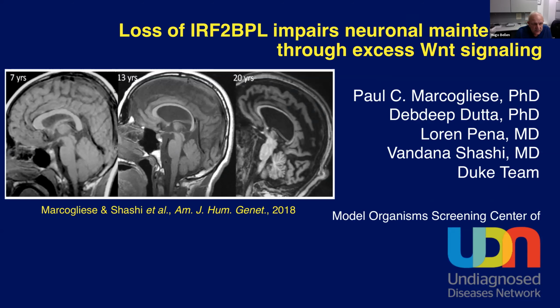And here what I show is what's happening with the brain of this particular patient, whose MRI was taken at 7 years, 13 years, and 20 years. So this patient had a de novo mutation in IRF2BPL, and you can see the very severe loss of brain tissue that occurs over this time span. This work was done by Paul and Depdeep in my lab, and is a collaboration with Duke, with Lauren Penna and Vandana Sashi.